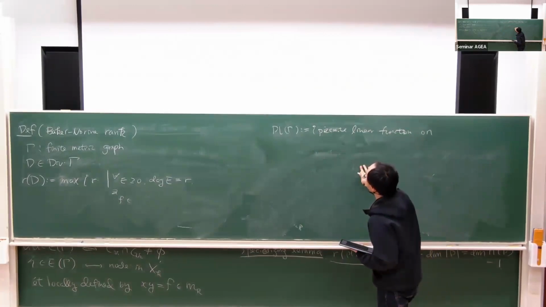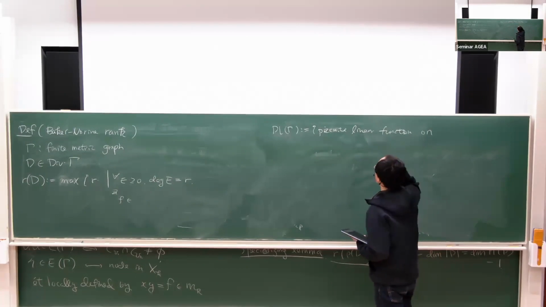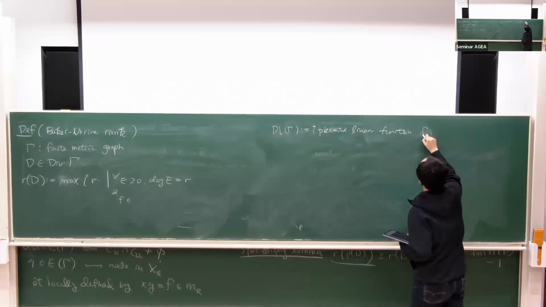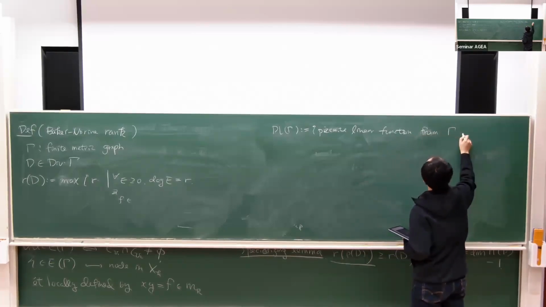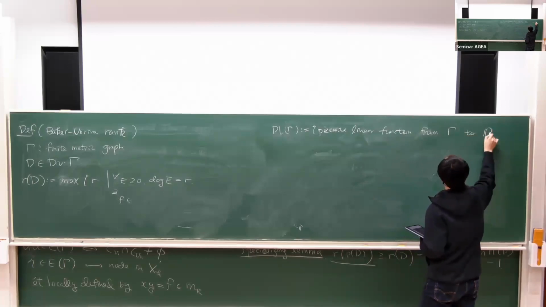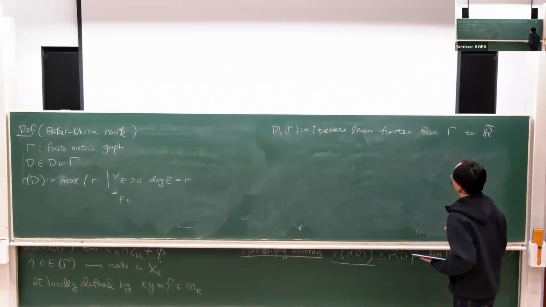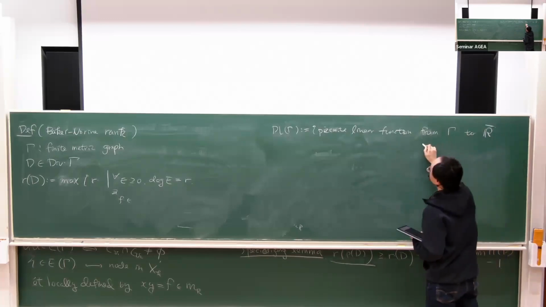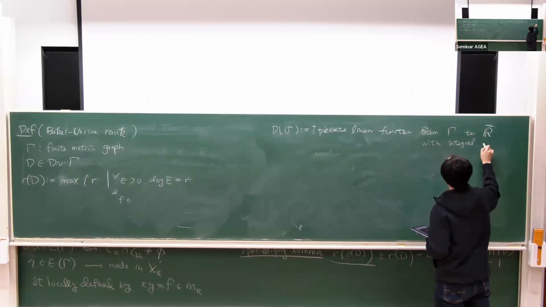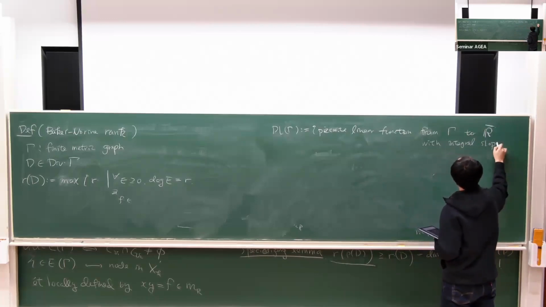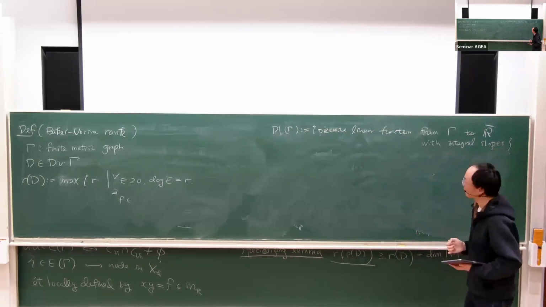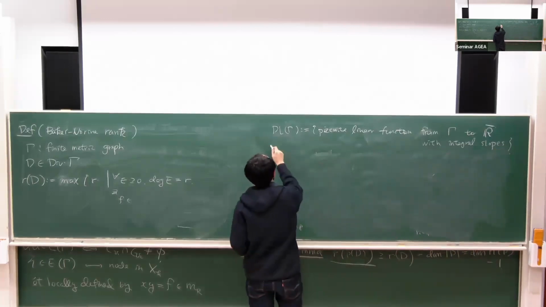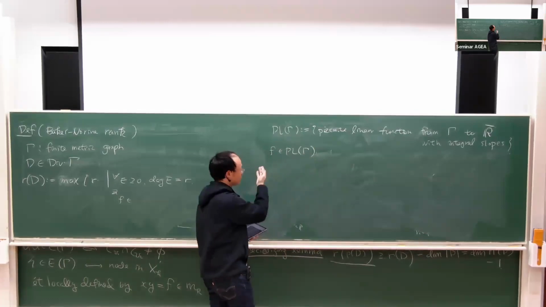R, linear. From maybe, let me say, from gamma to R. Actually, we allow the value to be infinity with integral slope. Okay, so for any such function, we can attach a divisor to this piecewise linear function.